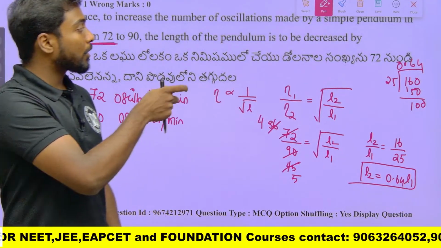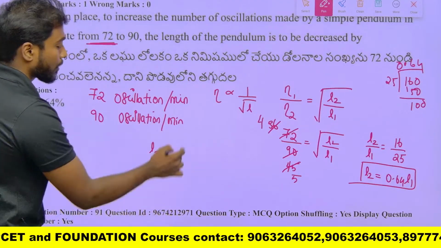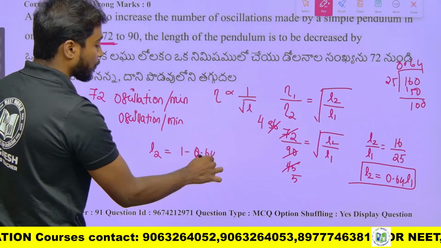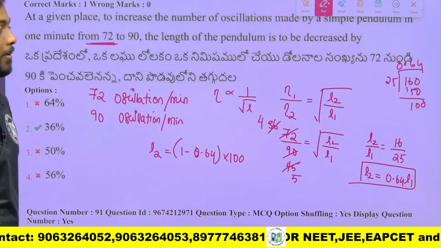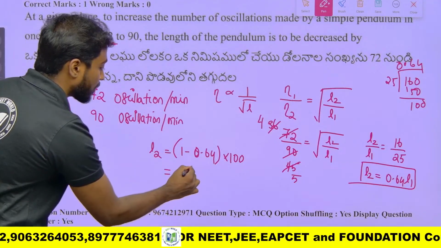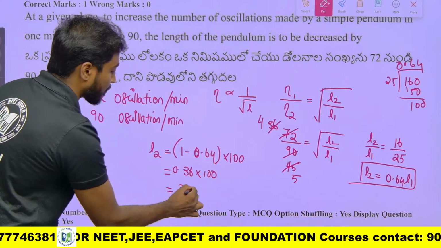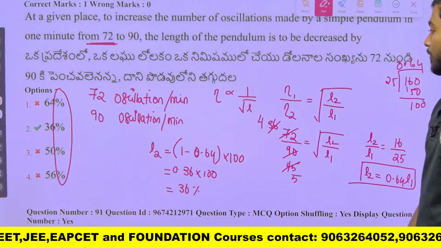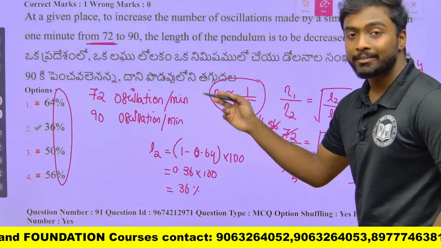Now they are asking for the amount of decreased length. So L2 is equal to, so 1 minus 0.64, 1 minus 0.64 into 100, like percentage I am taking. So in terms of percentage they asked, no. So it is 0.36 into 100, which is nothing but 36%. This is the answer to the question. So only if we know the relation, we can easily calculate the answer.